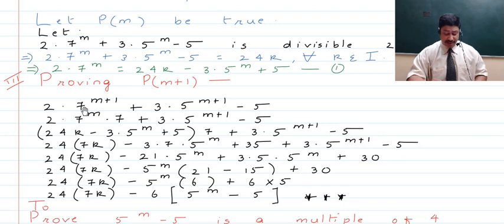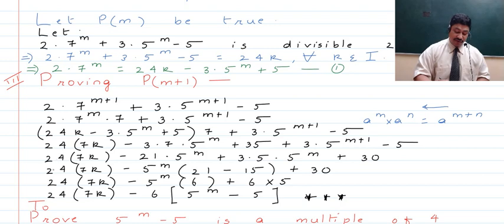So we will try and convert 7 raised to the power m plus 1 in the form of 7 raised to the power m. Here, children, I'll quickly remind you a rule which you learned in indices. If you have a raised to the power m multiplied with a raised to the power n, that gives you a raised to the power m plus n. So here we've just done the reverse. We have a raised to the power m plus n, and we've written it as a raised to the power m multiplied with a raised to the power n. Thus 7 raised to the power m plus 1 can be written as 7 raised to the power m, which is multiplied with 7.